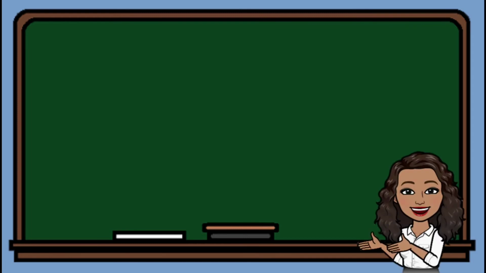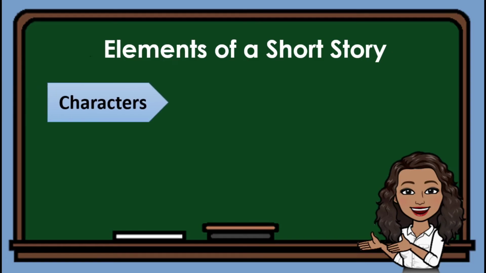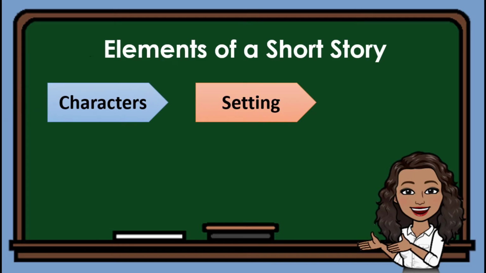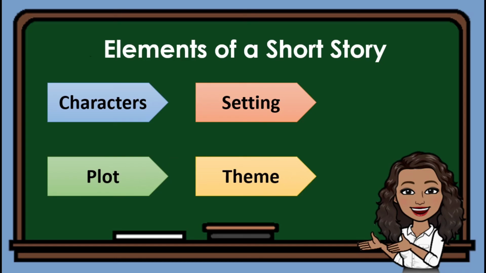Now, in English literature, there are 4 basic elements of a short story. And these are the characters, the setting, the plot, and the theme. For us to understand these elements even better, I will be asking you to watch a story.